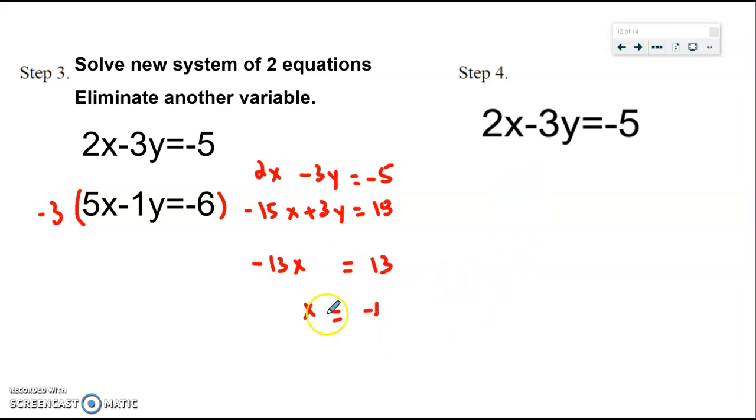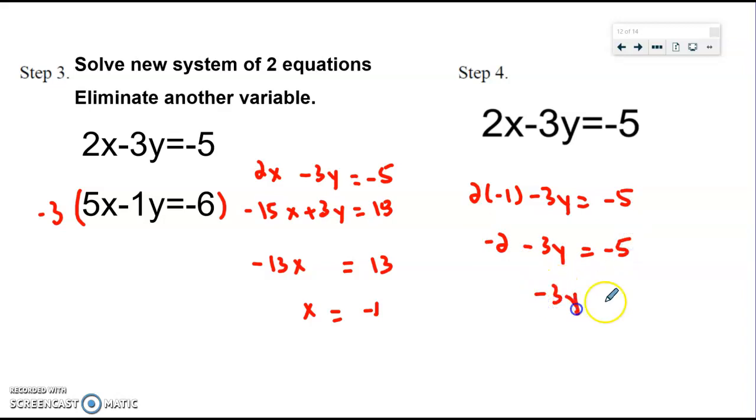Once I know what x is, I can choose one of these two equations to find out what y is. So I chose that first equation. So I'm going to do 2 times negative 1 minus 3y equals negative 5. So I got negative 2 minus 3y equals negative 5. Negative 3y equals negative 3. So I get y to be 1. So I have x is negative 1, and I got y to be 1.